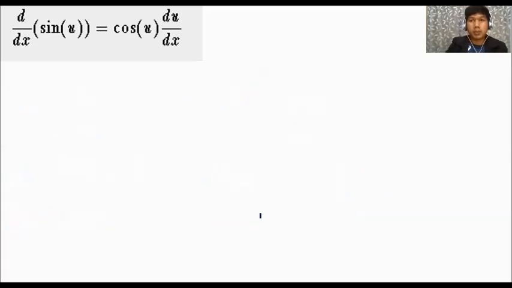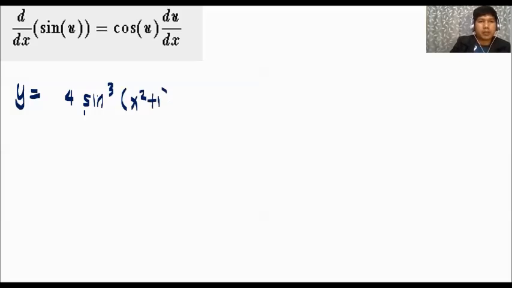So let me give another example which involves the chain rule. For example, y is equal to 4 sine cubed of x squared plus 1. So this involves chain rule because our sine function is raised to the third power. So we can also express this like this: 4 times sine of x squared plus 1, raised to 3.